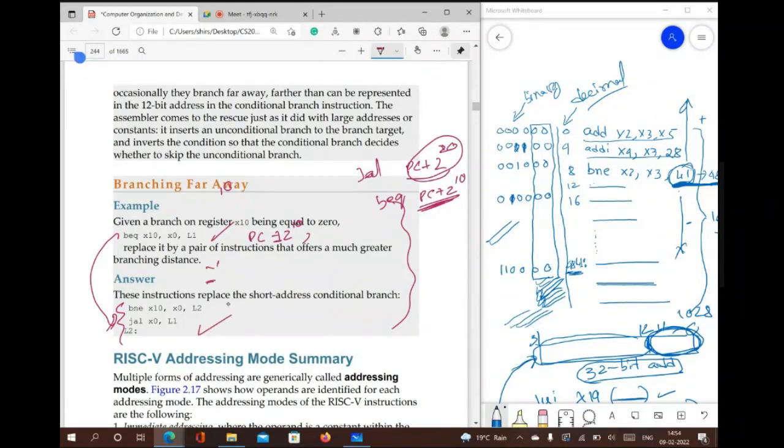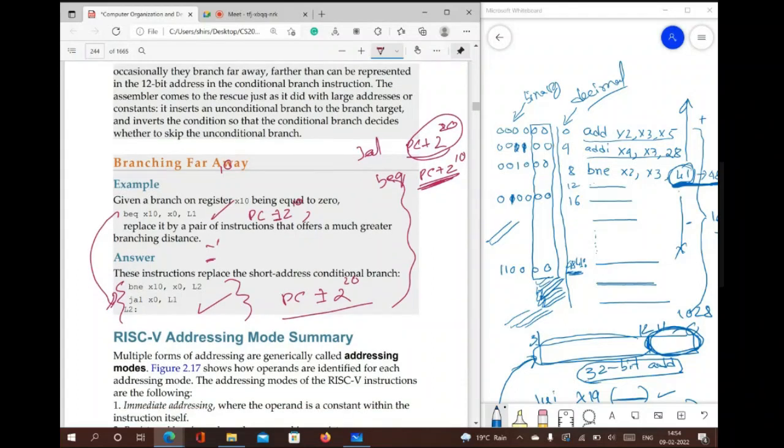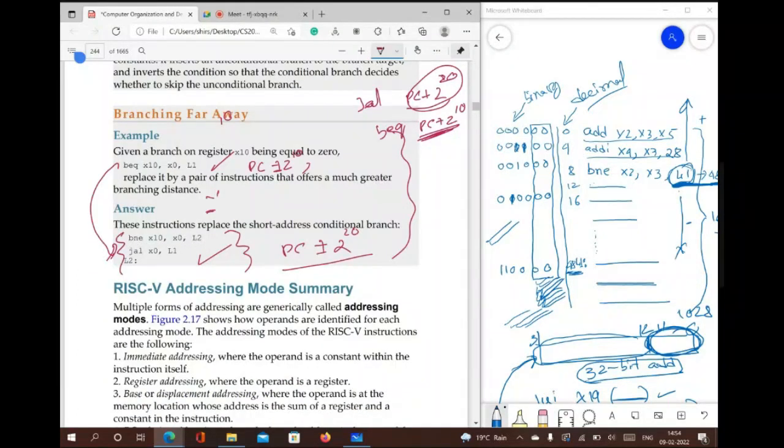And now in this case, you can go with PC plus or minus 2 to the power 20. Try to understand how. It is your responsibility to understand this example.